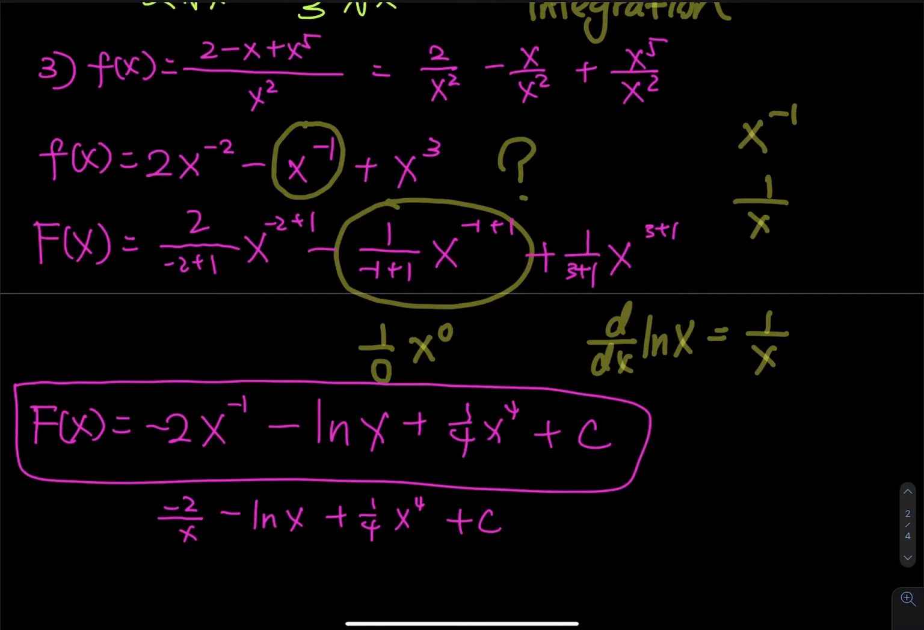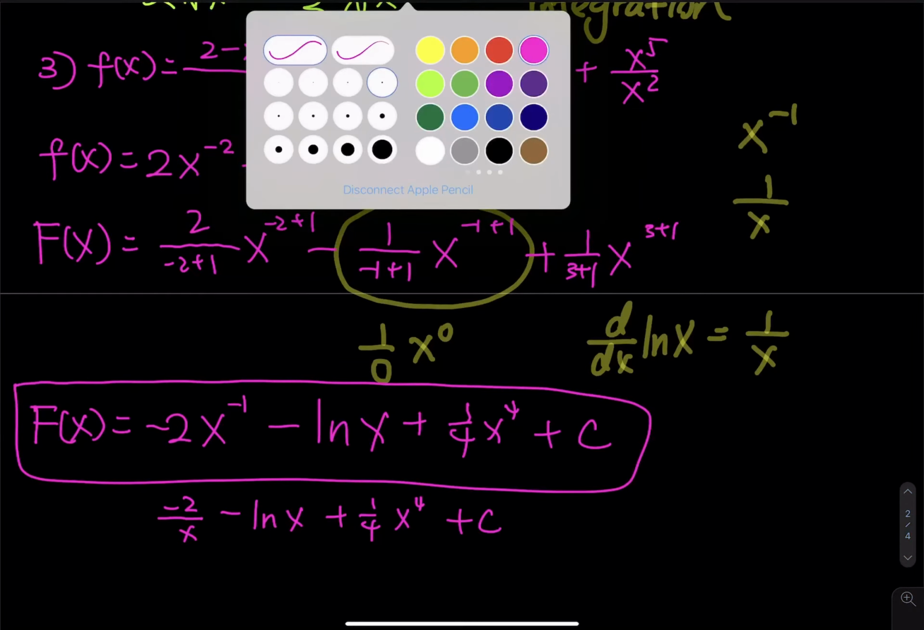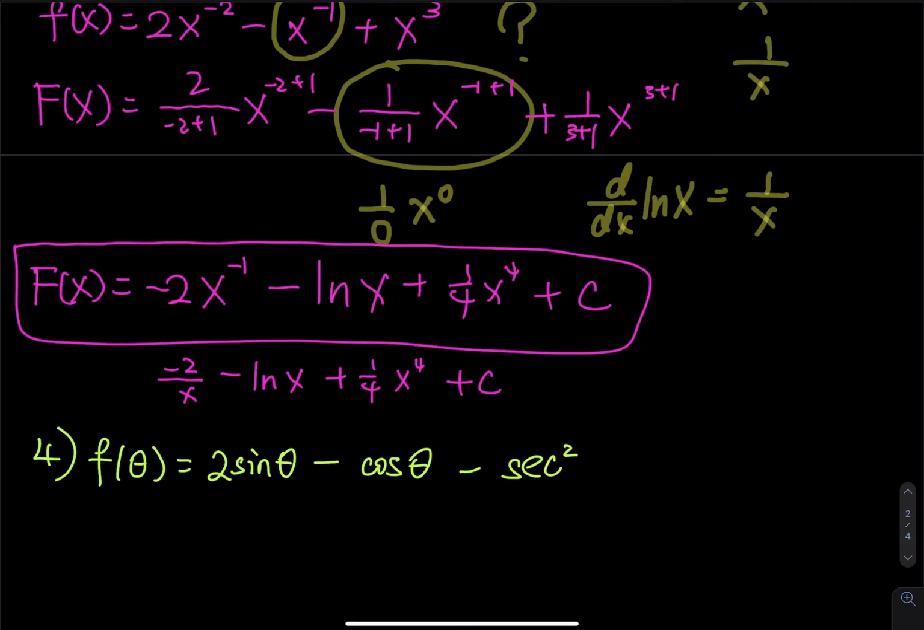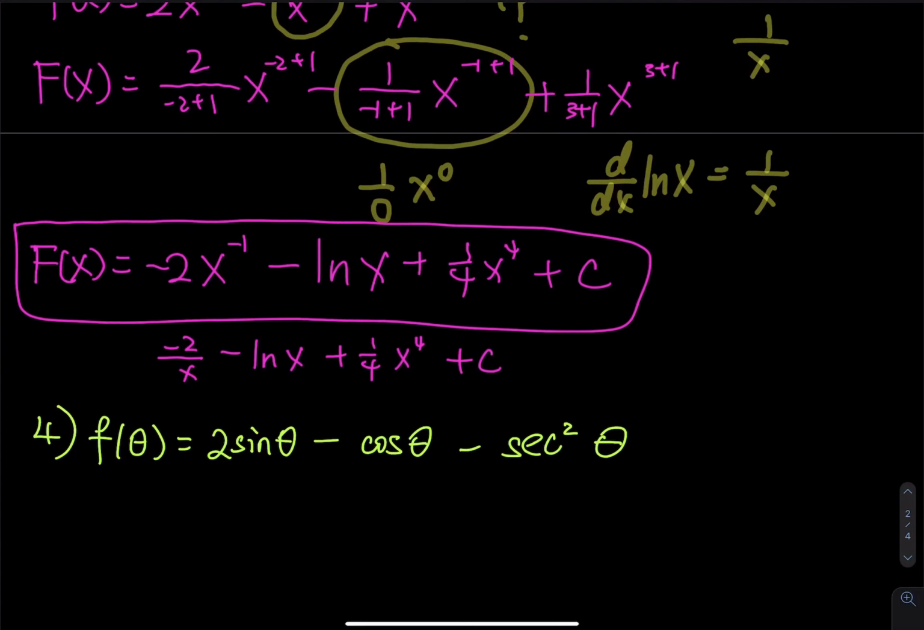Okay, moving on to number 4. We switch color for number 4. So number 4, we have f of theta equals to 2 times sine of theta minus cosine theta, and then minus secant square theta. All right, undo the derivative.